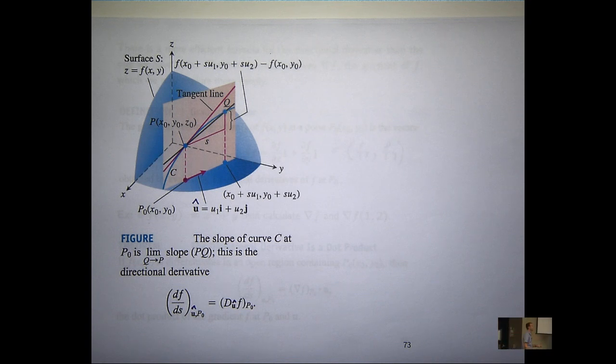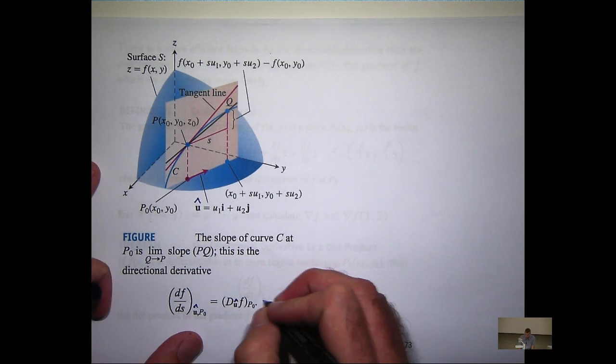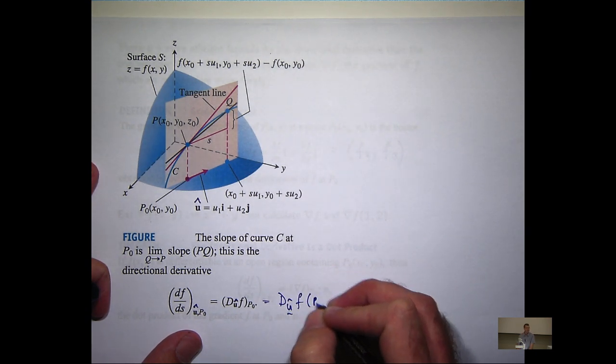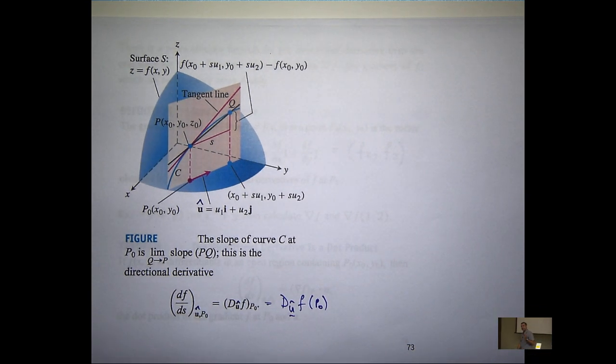Okay? Now, just a little bit of notation. Sometimes they have this notation here, Dorf. Sometimes I actually write it like this. You can put a subscript to say that you're evaluating it at P, like they have here in the printed notes, or you can just put Dorf of P sub naught.